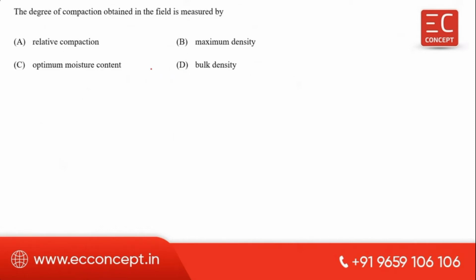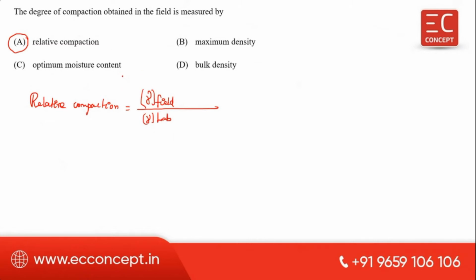Okay. Now, the next question is the degree of compaction obtained in the field is measured by relative compaction. What is relative compaction? Relative compaction is the density you get in the field divided by the density you get in the lab. So that ratio is the relative compaction.